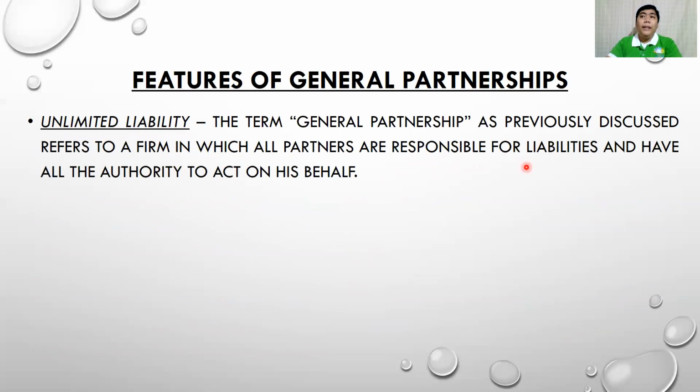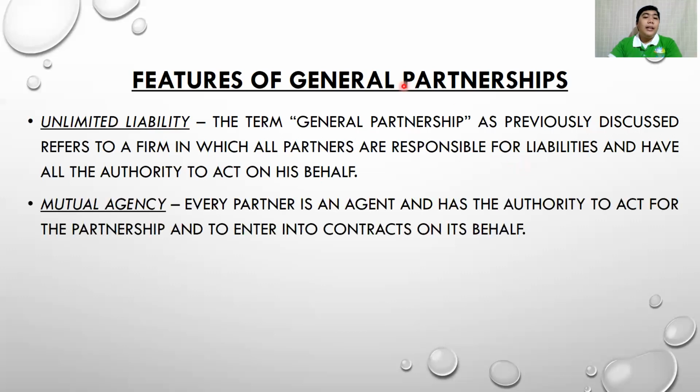So when we say unlimited liability, all of the creditors can go after, okay, even the personal properties of the partner in a general partnership if the partnership cannot pay all of its creditors. Okay. Another feature of a general partnership is mutual agency.